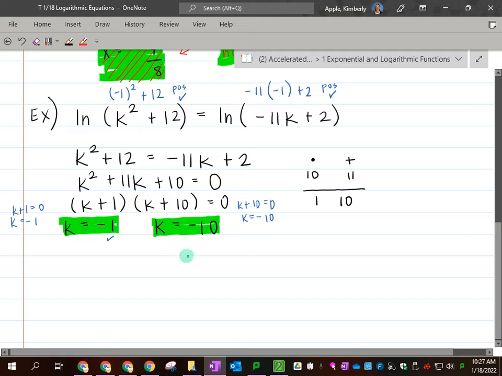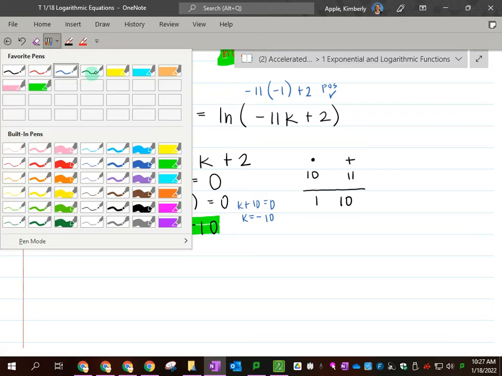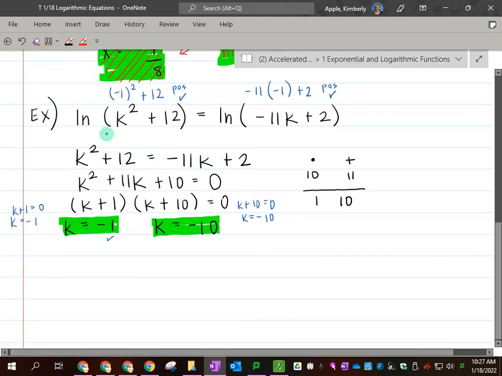Let's leave it. Okay, now let's check the -10. We've got to check both of these because, again, they're distinct solutions. This is (-10) squared plus 12. Is that positive? Yep, any number squared is positive, so that's good. We still have to check it over here: -11 times -10 plus 2. Also positive, so that one's good. So how many solutions do we actually end up with? 2. So we keep both of them.